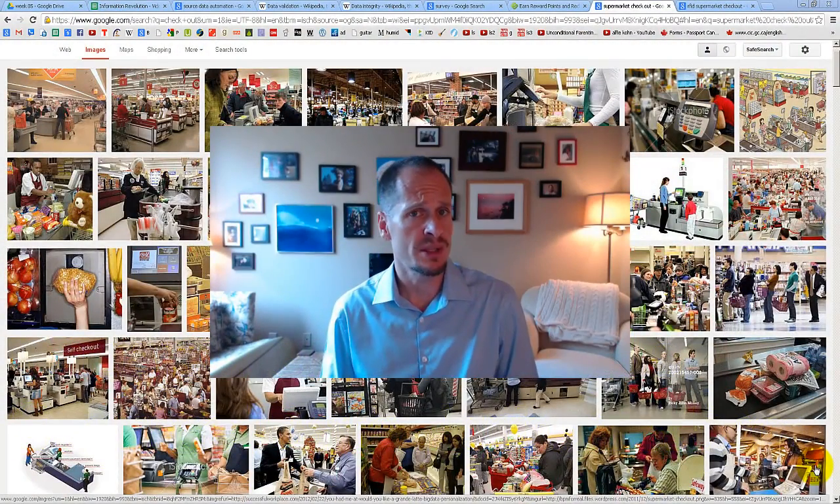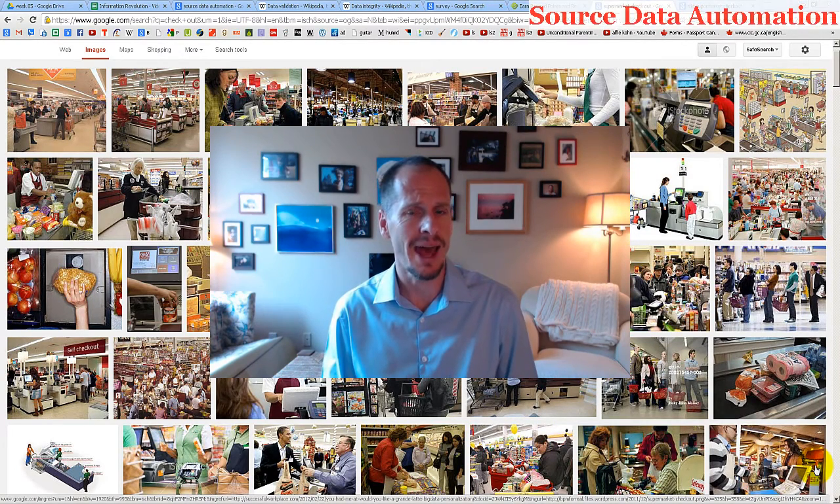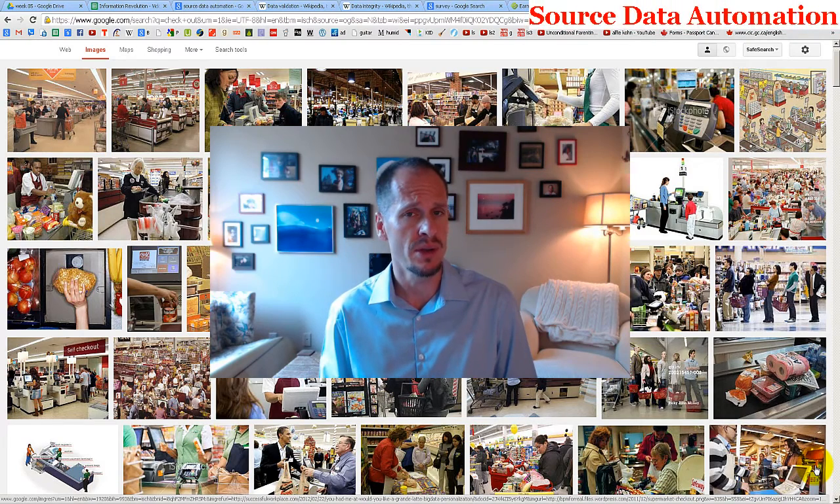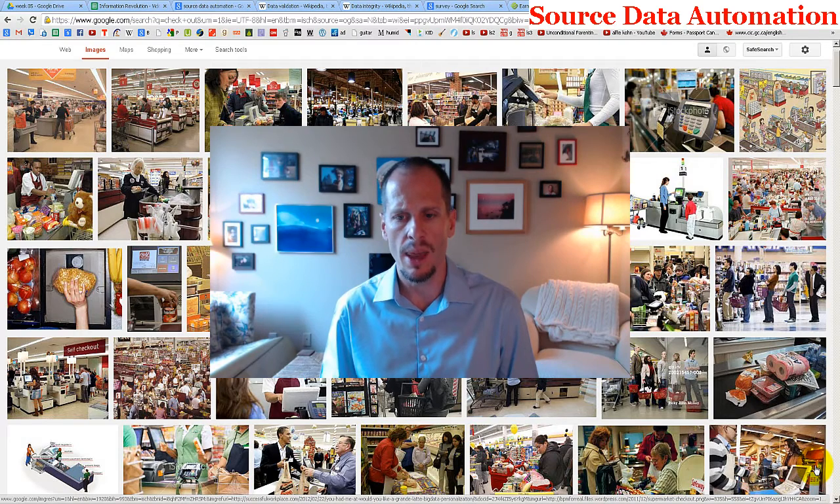Another concept which is important for you to know about is something called source data automation. When we're talking about input and how we get things into the computer, this is a really important concept for you to know about: source data automation. And what is source data automation? What does it mean?